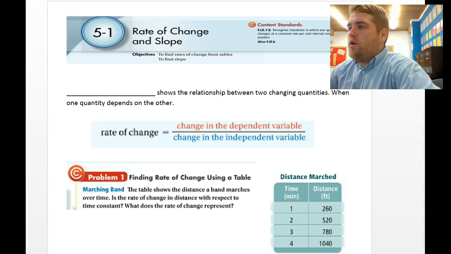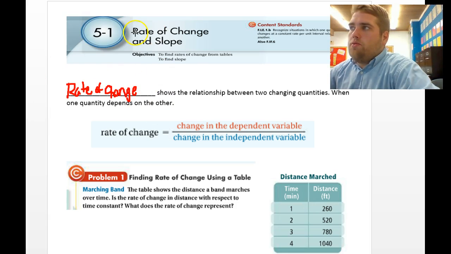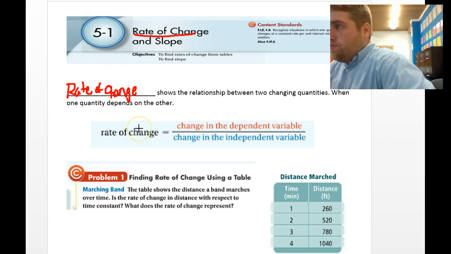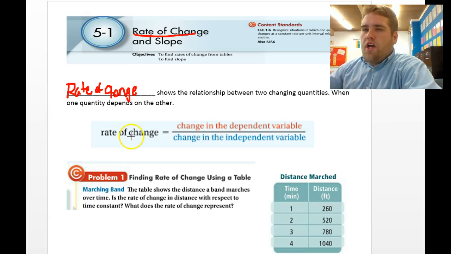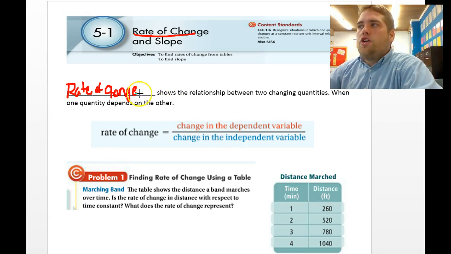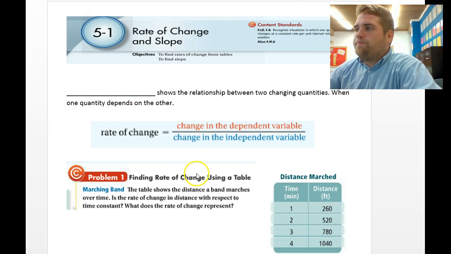So our first vocab word here is rate of change. You guys know what that means. As we've been talking about in chapter 4, rate of change is just how fast something is growing, or how fast something is changing. The rate of change shows the relationship between two changing quantities. Here's the formula: it's the change in the dependent variable over the change in the independent variable. As we jump into problem 1 here.